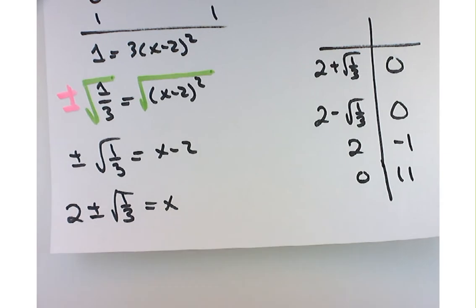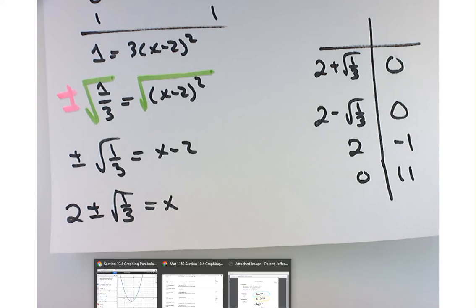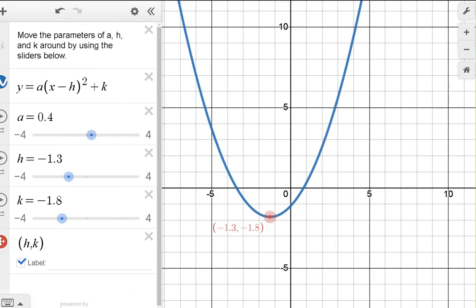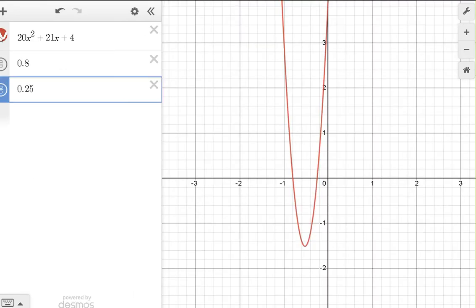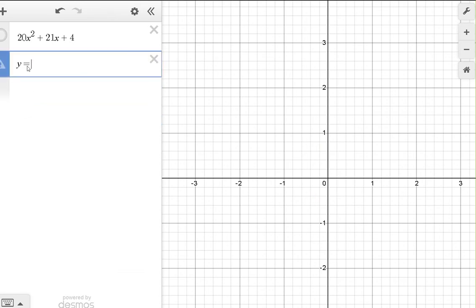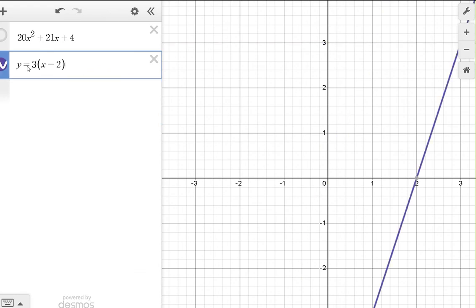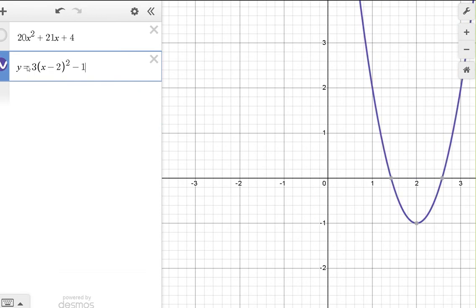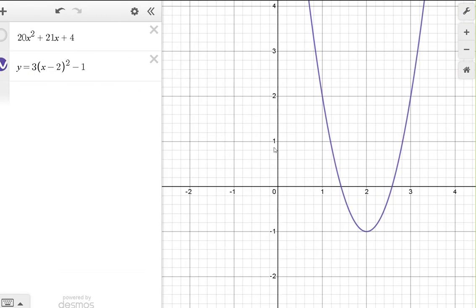Now there's nothing wrong with looking at a graph on your graphing calculator or on Desmos and kind of confirming some of this stuff. So let's see if we can't do that. Let me open up Desmos here. I'll shut these off for the moment. So it's going to be y equals 3(x minus 2) squared minus 1.